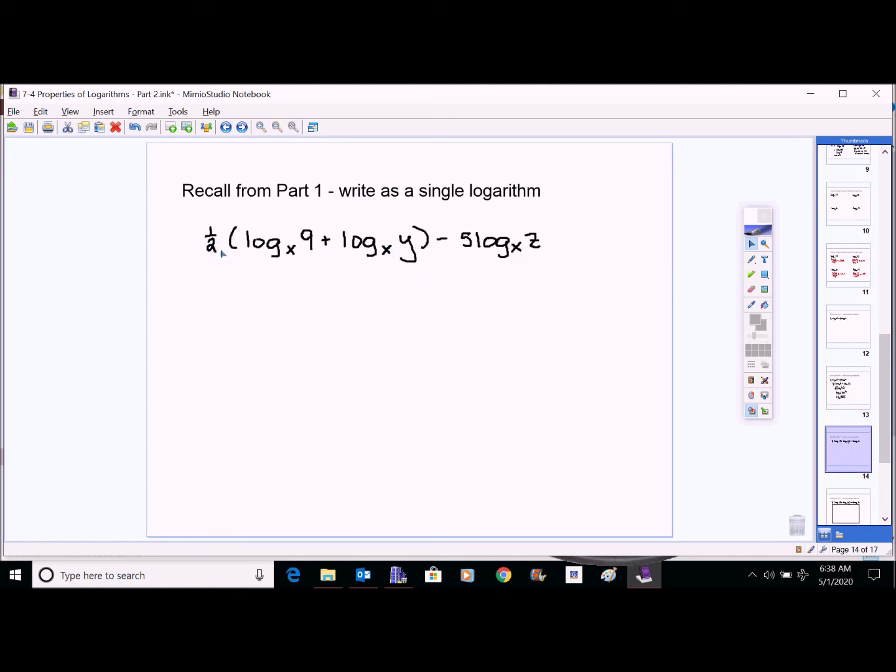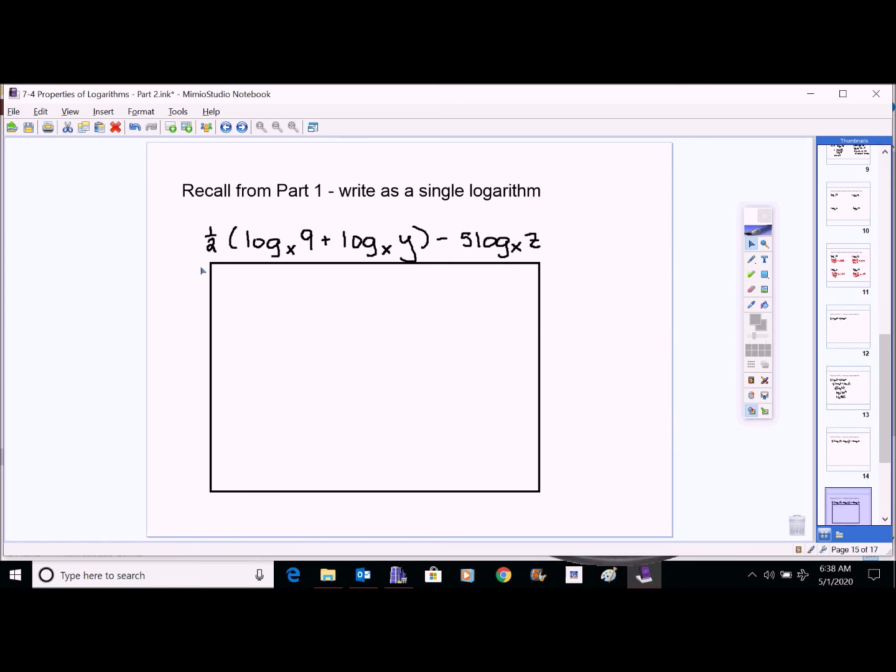Here we have this one. This is 5 log base x of z, not 51 og. It's 5 times the log base x of z. This part seems to be acting separately from this part, and it is, so we want to evaluate them separately. We're writing it as a single logarithm.